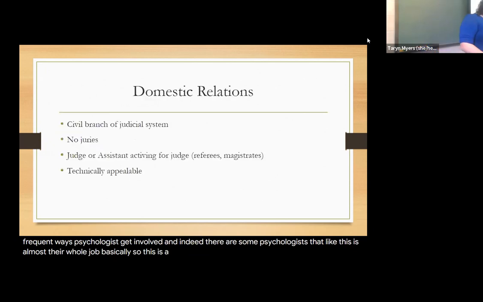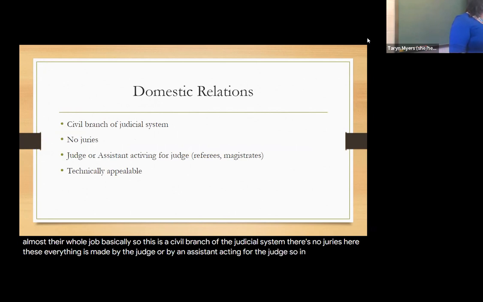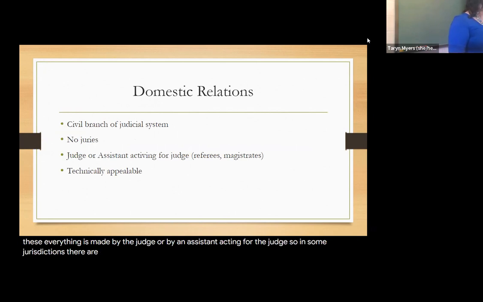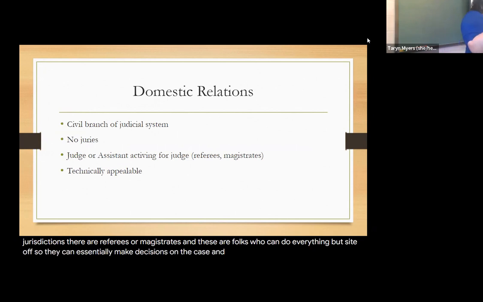So this is the civil branch of the judicial system. There's no juries here. Everything is made by the judge or by an assistant acting for the judge. So in some jurisdictions, there are referees or magistrates. And these are folks who can do everything but sign off. So they can essentially make decisions on the case. And then just a judge would have to formally sign the document.